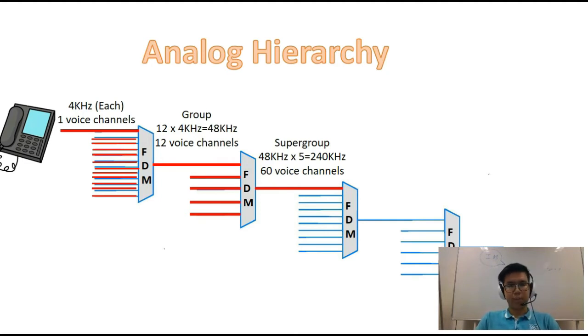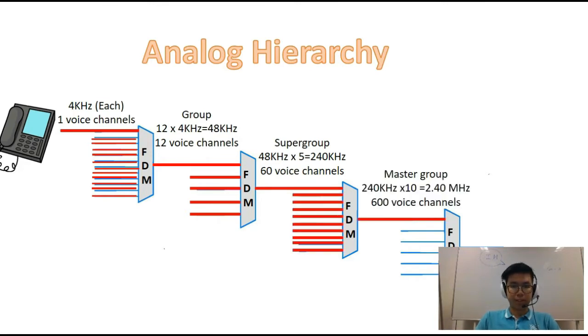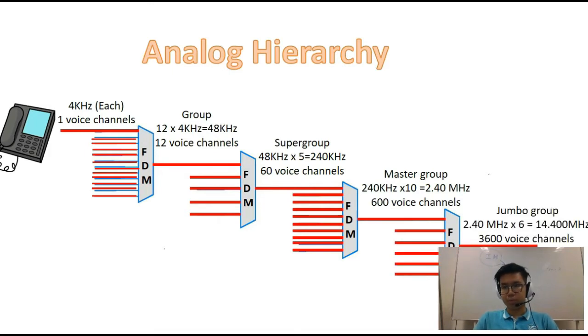And the same thing, the multiplexer will multiplex again, multiplexing 10 supergroups to become a master group. A master group consists of 2.4 megahertz and 600 voice channels, and the same thing goes on and on. So multiplex again and it becomes a jumbo group, which consists of 14.4 megahertz and 3600 voice channels.